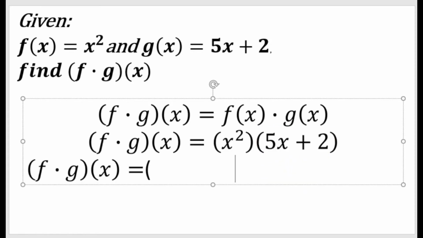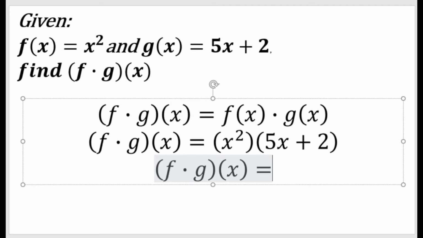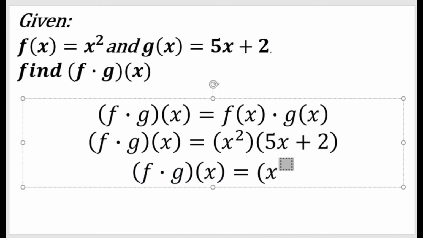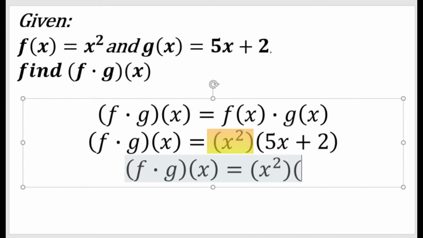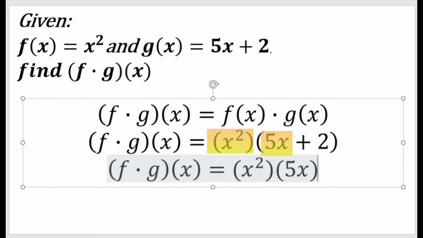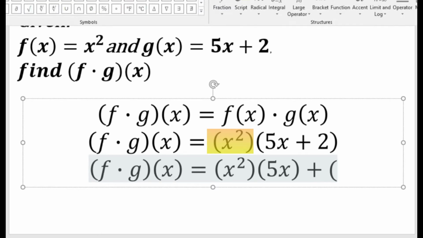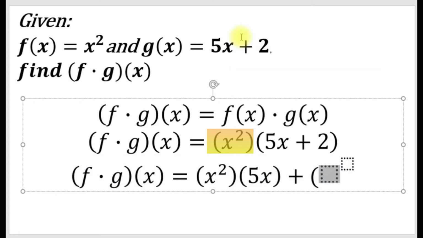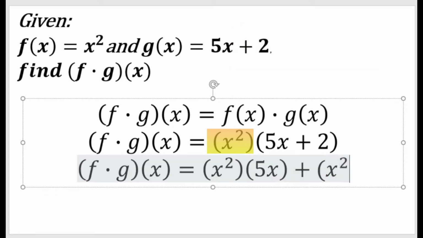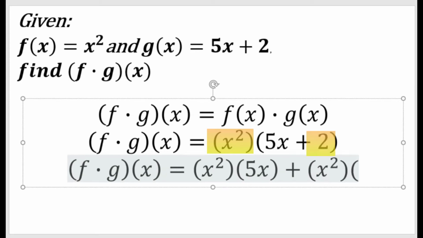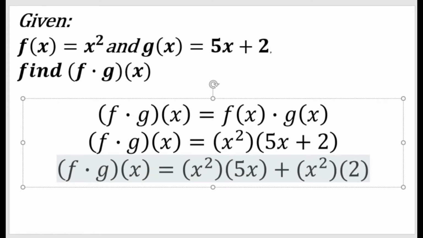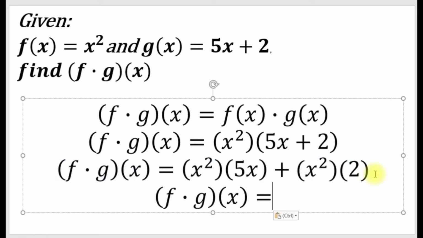So meaning to say, we're going to distribute x squared to 5x plus 2. Doing that, we'll have x squared multiplied to 5x plus x squared multiplied by 2.